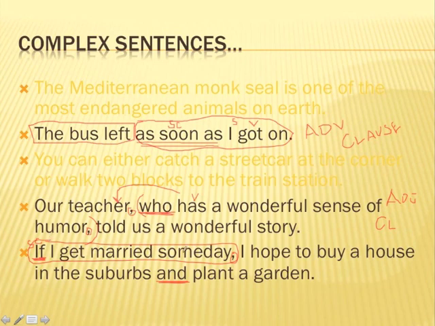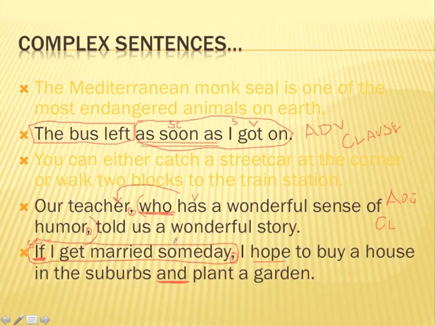So in this case, it's connecting to the other part of the sentence in some way. In other words, it depends on it. Well, once again, it is telling us something about the verb. It tells us when or in what situation we would hope to buy a house. And that situation would be if I get married someday.